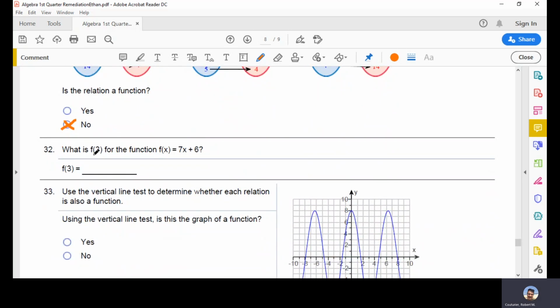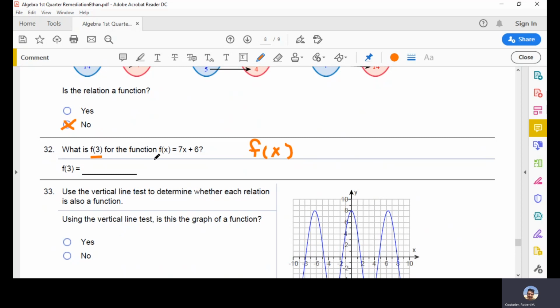So what is f of 3? So function notation. Normally function notation looks like this, f of x. Okay, like it says here. What is f of 3? For the function, f of x equals 7x plus 6. Notice, if they're asking f of 3, they replaced the x in the function notation with the 3.